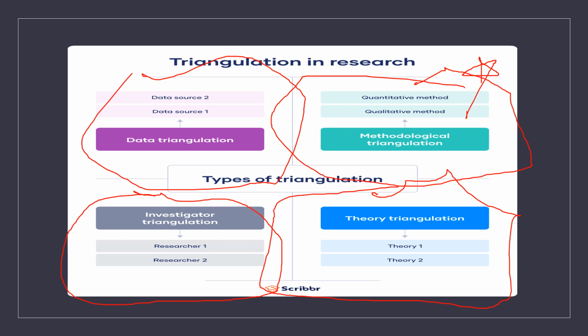So a lot of information. I hope this was helpful as you move forward and collect your own interview data and then observation data.